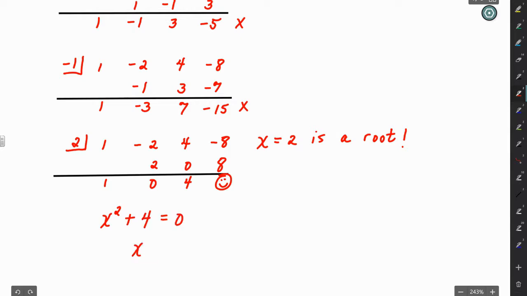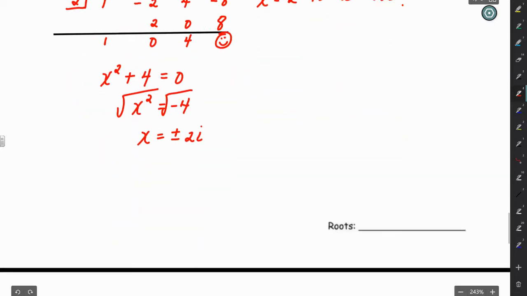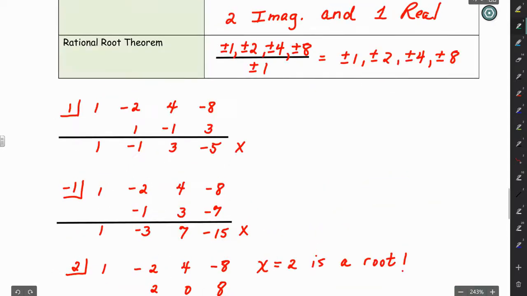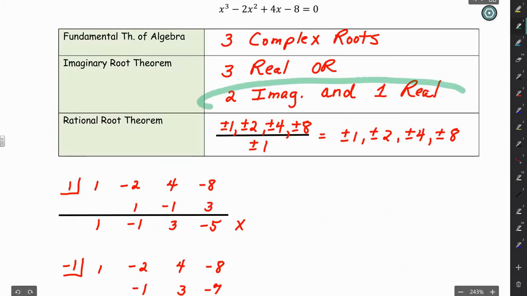So we get x squared equals -4. We're going to take the square root of both sides. We get x equals plus or minus 2i. All right, so let's write those down. Our roots are 2 and plus or minus 2i. So we have 1 real and 2 imaginary. We found this situation from our table.